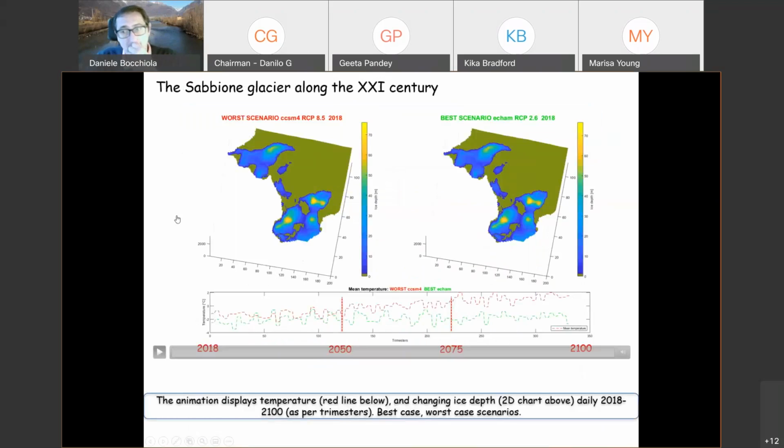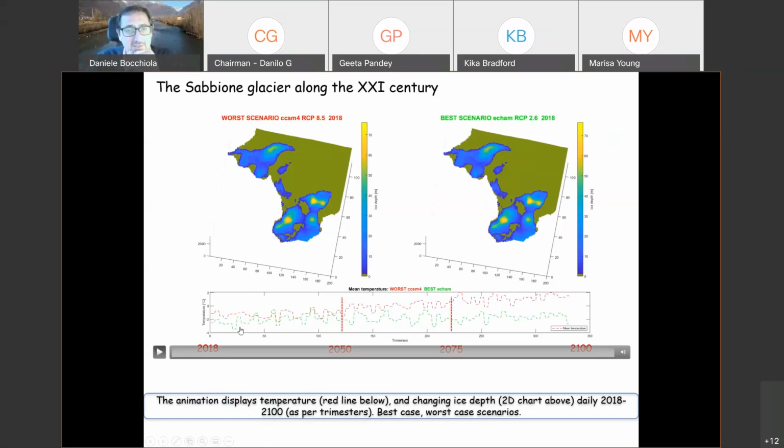Then what we did was basically simulation of the future or projection of the future according to worst case scenario here and best case scenario in green. And you see the difference here in the chart below, because you will see the mean temperature, this is divided into trimesters. So each number is representative for 3 months.